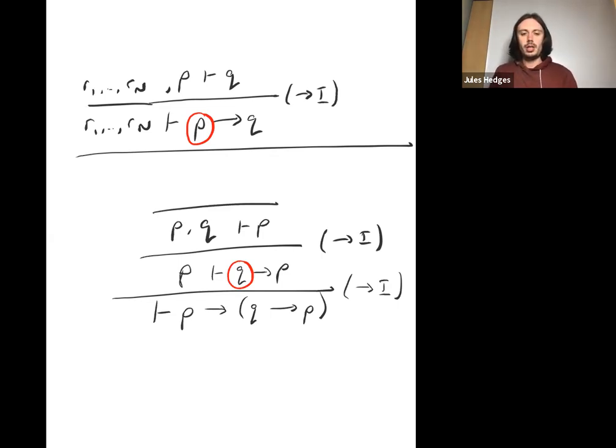Okay, this was an introduction by example to formal proofs. In the next video, I'm going to be much more precise and tell you more systematically what the rules of the game are. What are the rules of this formal system?